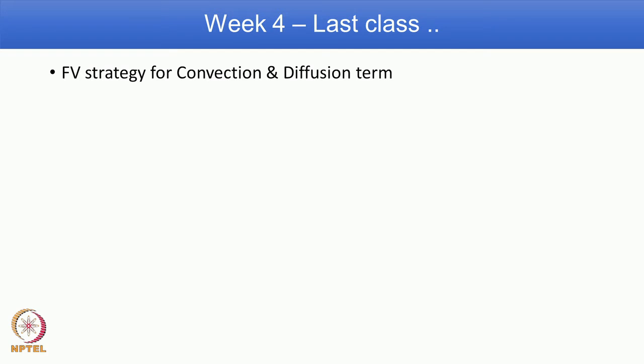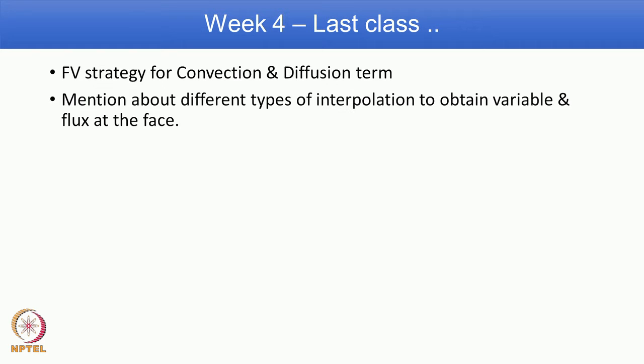Last class we had particularly seen finite volume strategy for convection and diffusion term put together, and we mentioned the need for knowing different types of interpolation required for convection term and evaluating flux at control volume phases.